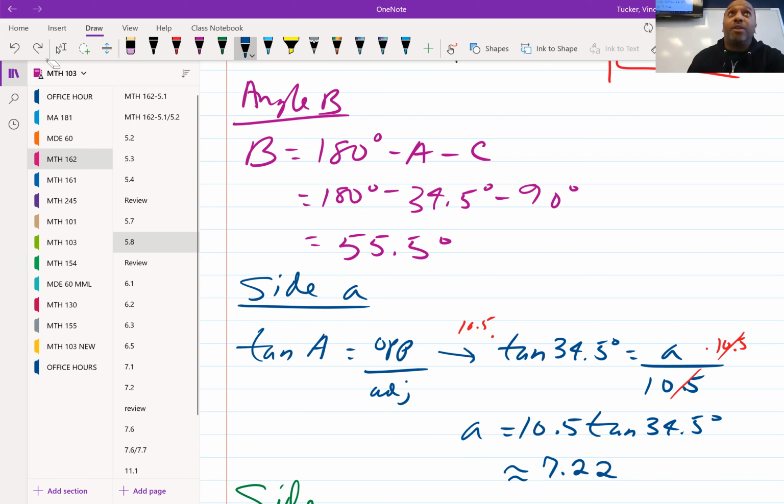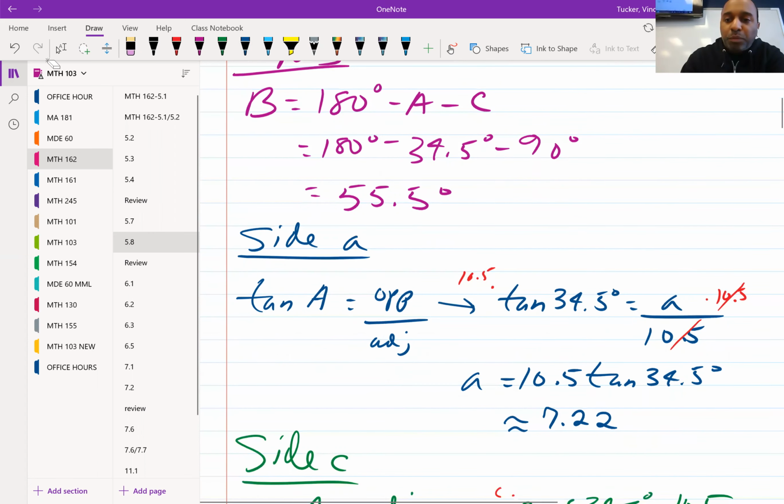7.22. Always make sure also to watch my math lab directions. If they want 1 decimal place or 2 decimal places, they will let you know. They will be specific in what they ask of you. So make sure you watch that. All right. Also, when you're doing this, make sure that your calculator is in degrees. If you have your angle in degrees, make sure your calculator is in degrees. Because if it's in radians, then it will give you a totally different answer, which would be incorrect.